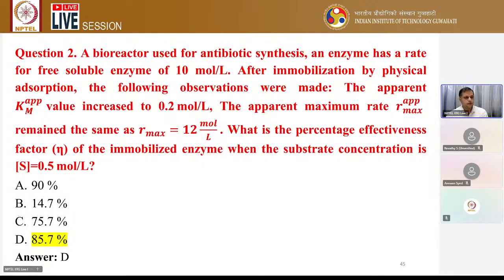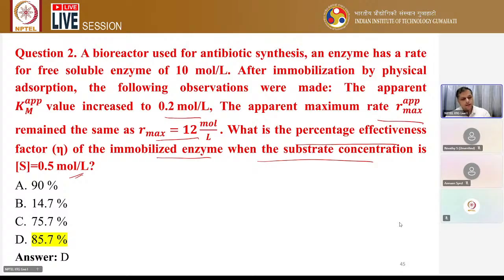So week 4, question number 2: a bioreactor used for antibiotic synthesis. The rate for the free soluble enzyme is 12 mole per liter. After immobilization by physical adsorption, the following observations were made. The apparent Km value increased to 0.2 mole per liter, and the apparent maximum rate remained the same as Rmax, 12 mole per liter. Then it is asking what is the percentage effectiveness factor of the immobilized enzyme when the substrate concentration is 0.5 mole per liter. So what is happening here?